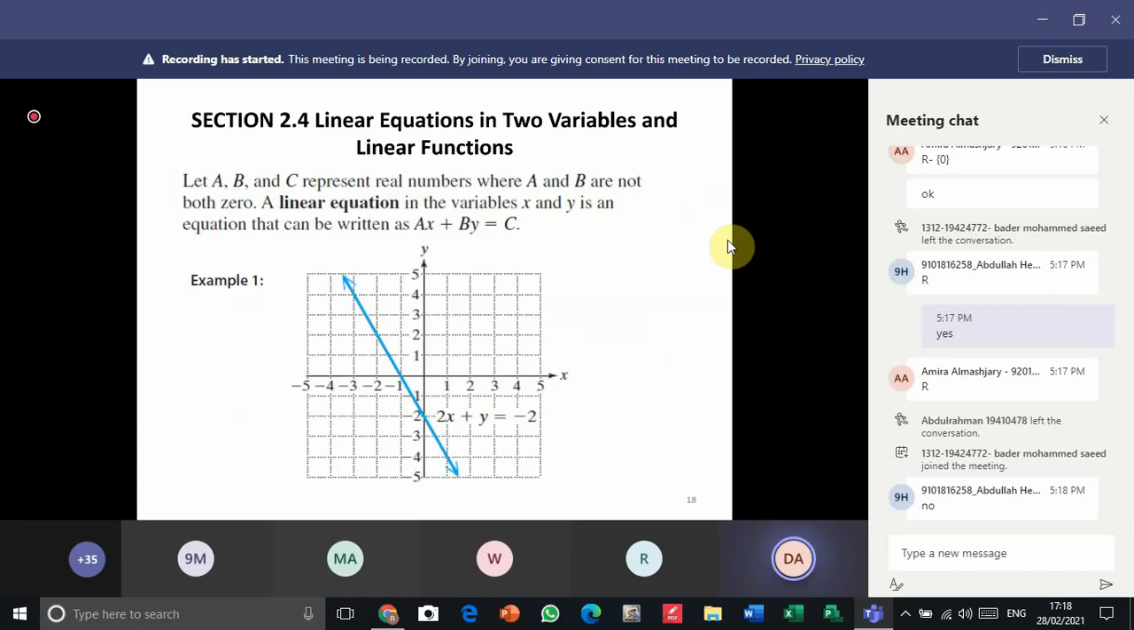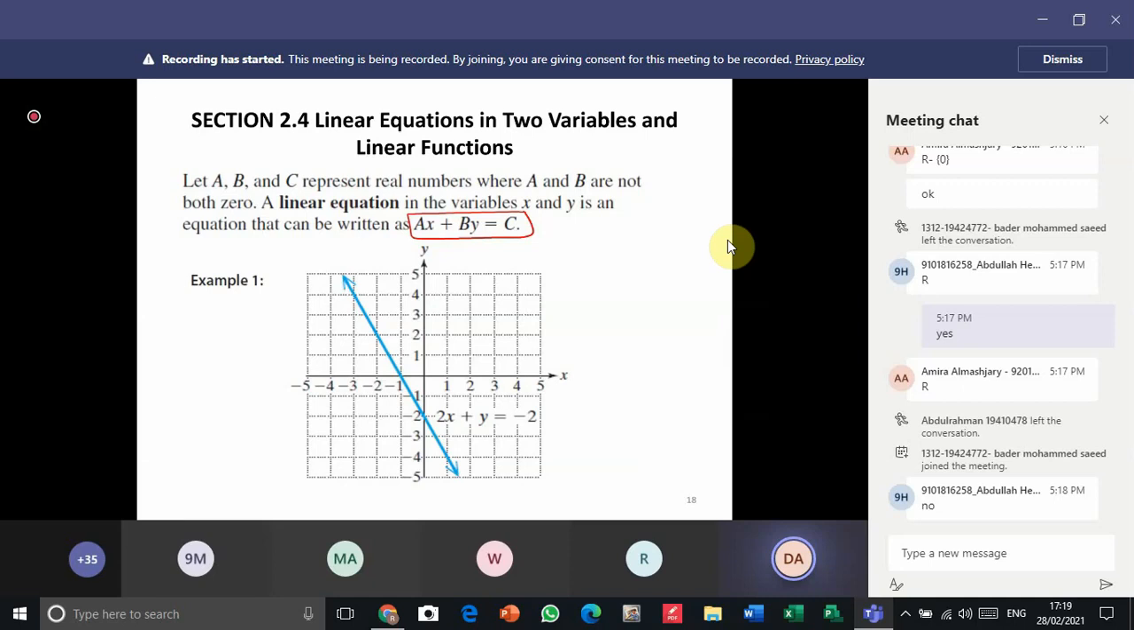Linear equation in two variables, like this: ax plus by equals c. If we have two variables x and y, and the power of x is 1 and the power of y is 1, this is linear. If the power of x is 1 and the power of y is 1, regardless of the numbers multiplied by them, a, b and c, negative, positive, half, radical, no problem. But the power of x and the power of y equal 1. Okay?